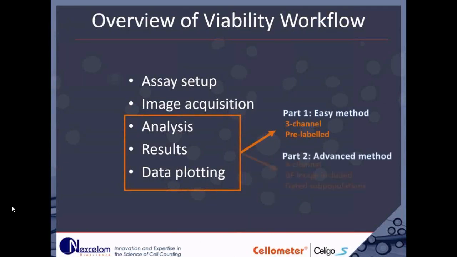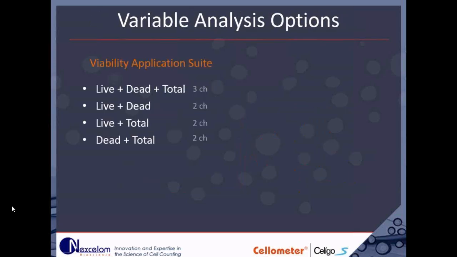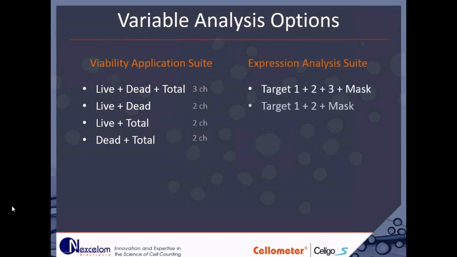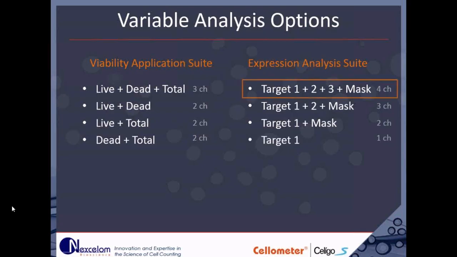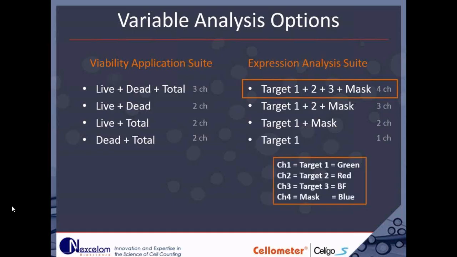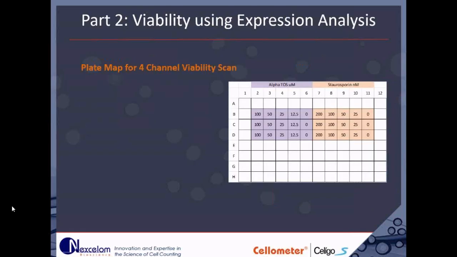Now I want to go over the advanced method where it's 4 channels, utilizing that 4th channel with a bright field image, and we'll also do some gating. So on the left side we have the viability application suite that we saw earlier. Now I want to show you the expression analysis suite, where we're going to find the application that we're going to use next. You have 4 different versions, and we're going to use the 4-channel version, target 1, 2, 3, and mask, where target 1 is green, 2 is red, 3 is bright field, and mask will be blue.